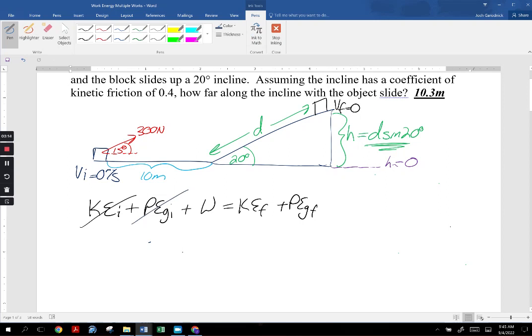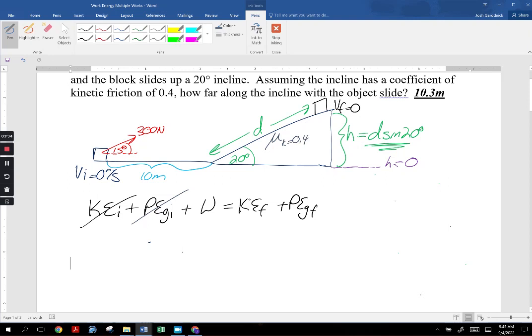Are there forces doing work to change the energy? Yeah, there's a 300 newton force that's applied. It's going to increase its speed and change its kinetic energy. There's also friction, which is going to try to slow it down and decrease its kinetic energy as it rises and gains potential energy. So there's actually two things doing work. Oh my goodness. I'm just going to write this here. The kinetic coefficient of friction is 0.4.